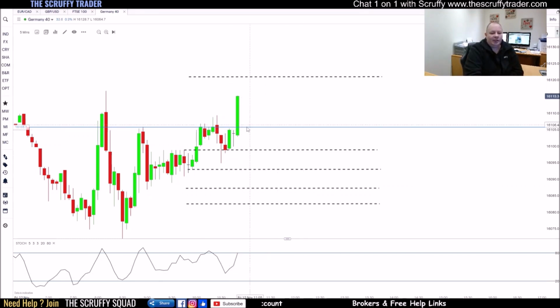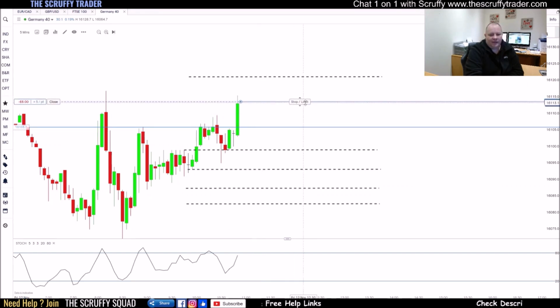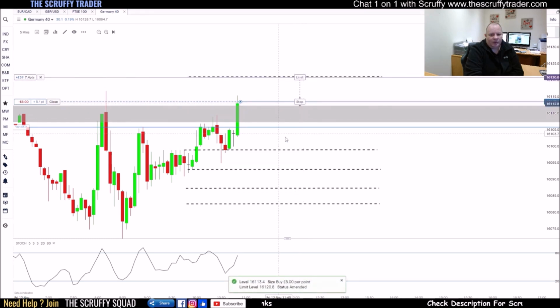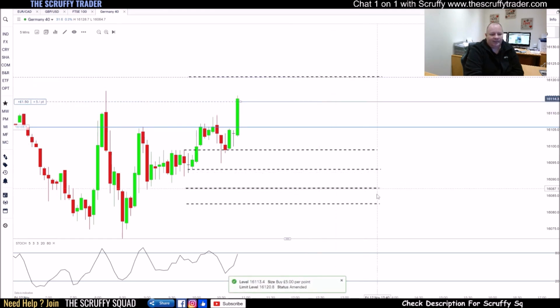Showing volatility, broke a level, ready to rock. Let's buy the market and see if we can get a few pips out of this. So easy as that.